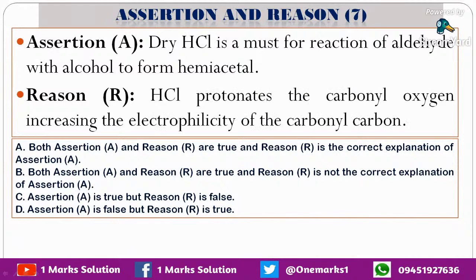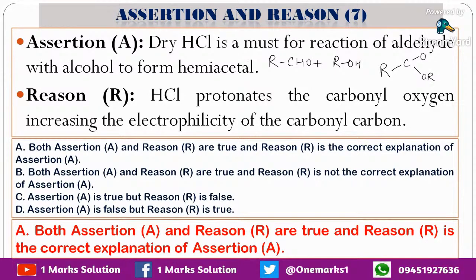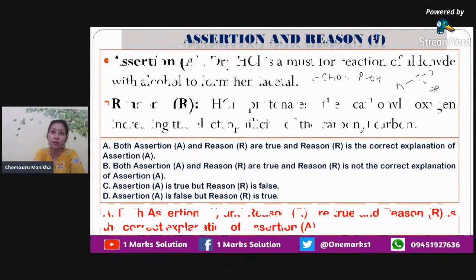Seventh statement that we have is dry HCl is a must for reaction of aldehyde with alcohol to form hemiacetal. Now, when we try this reaction, for the aldehyde we have this and we have ROH. So hemiacetal is something like this C, and this is forming OR. So acetal formation comes here, then O comes here, formation happens, then we protonate it, then H plus comes. So HCl protonates the carbonyl oxygen. So here assertion is true, reason is true, and they are explaining each other well. So assertion and reason both are correct. So we go with A option.